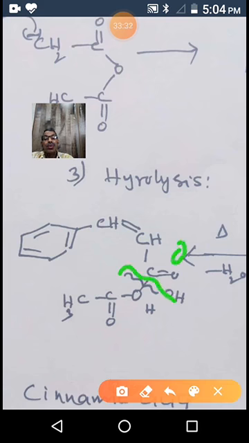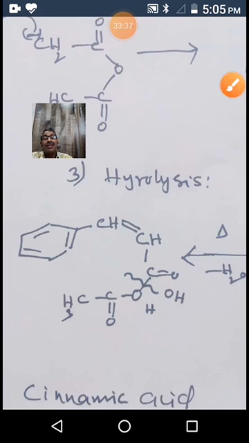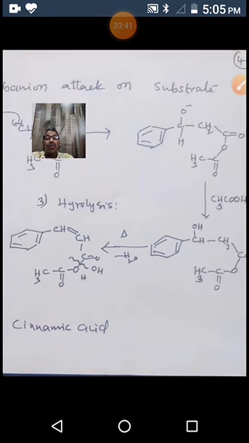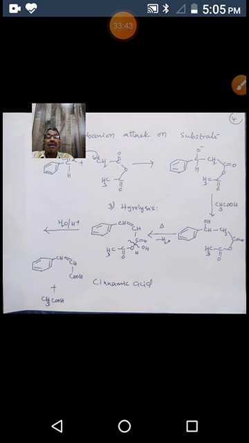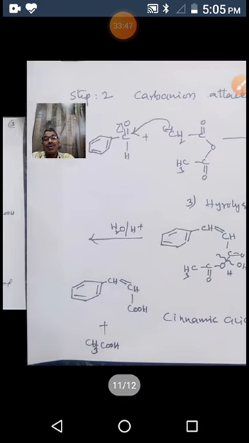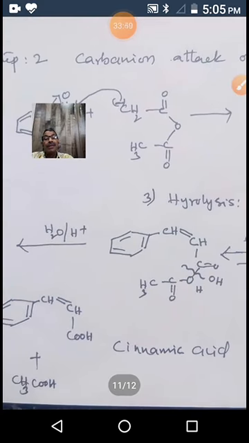OH is attached to here, H is attached to here. So we know ester hydrolysis will get acid and alcohol. We know. But it's anhydride. So anhydride hydrolysis is giving both acids. One is this one, our product, cinnamic acid.